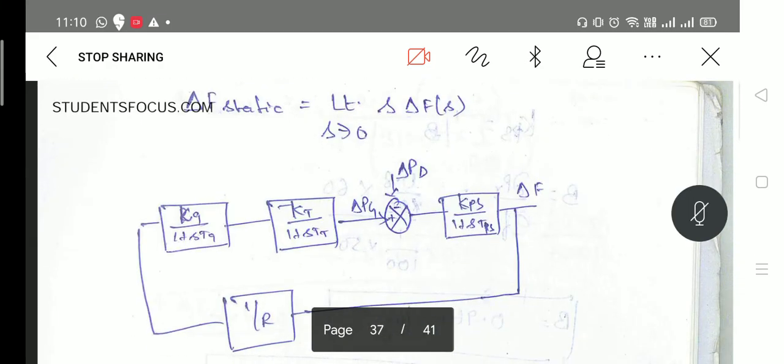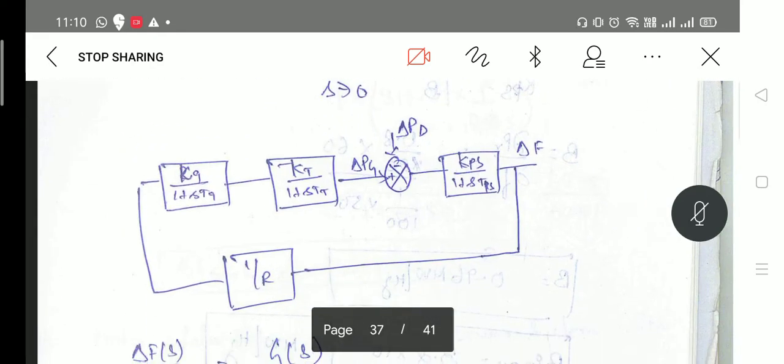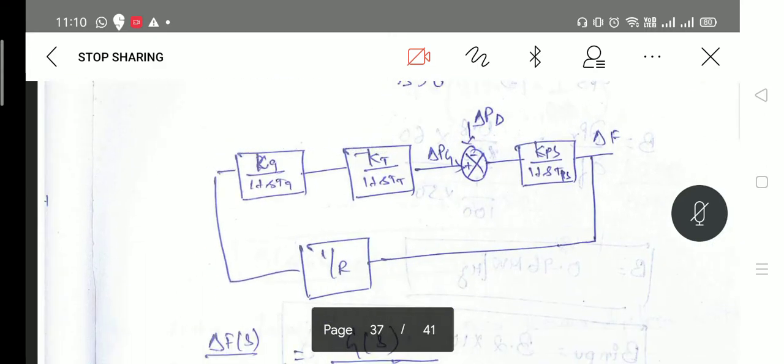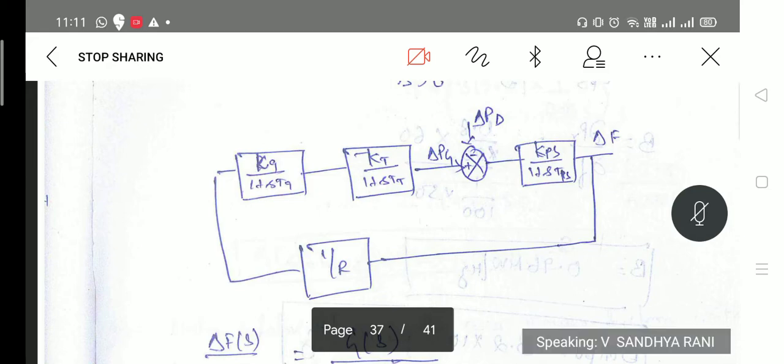Here we know this block diagram. In the previous class we discussed this block diagram: Kg by 1 plus sTg, Kt by 1 plus sTt, and Kps by 1 plus sTps. This is the governor model, this is the turbine model, this is the prime mover model transfer function. This is the delta PD load power, delta PG is the generation power, and delta F is the change in frequency deviation.